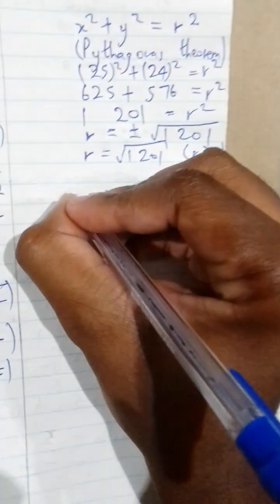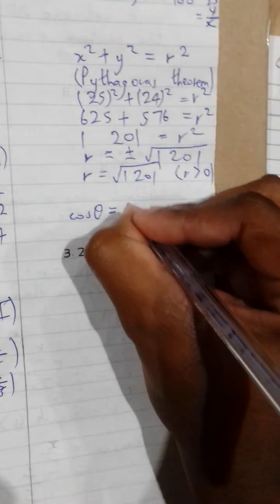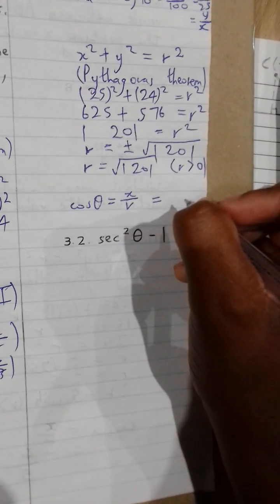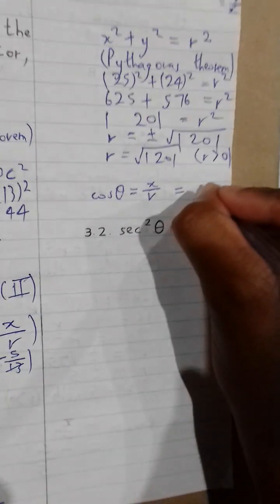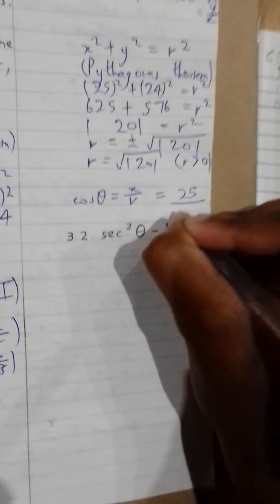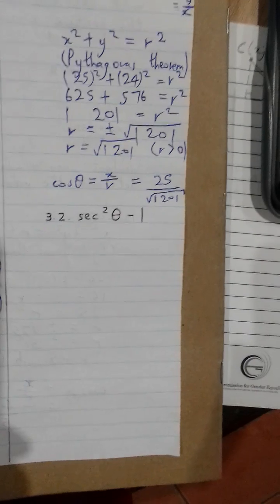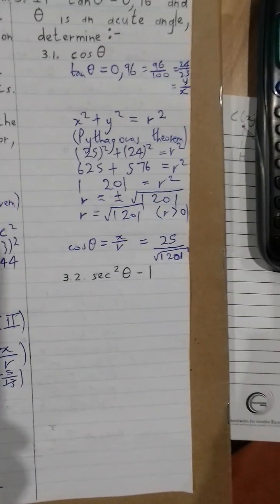So cos theta is x over r, which is, what is x? 25 over the square root of 1201. Okay, again, you leave it like that. The calculator will rationalize, but you leave it like that. Okay, I hope that is clear and I hope that makes sense.